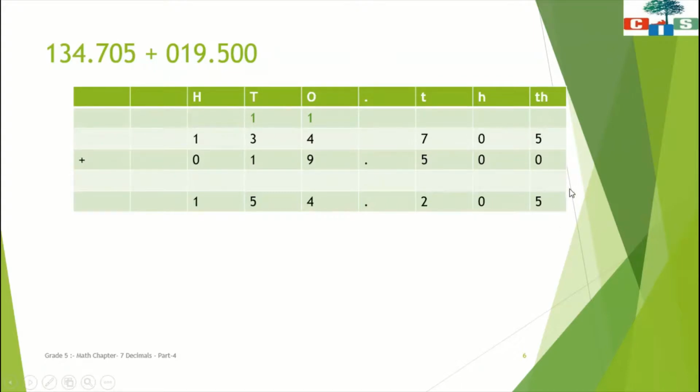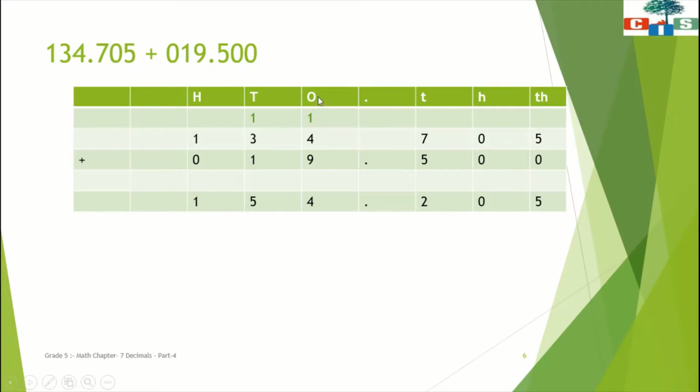We'll start adding from this side. So 5 plus 0 is 5. 0 plus 0 is 0. When we add 7 with 5, we get the answer 12. So we'll write 2 over here and 1 will be carried forward to the next place value.